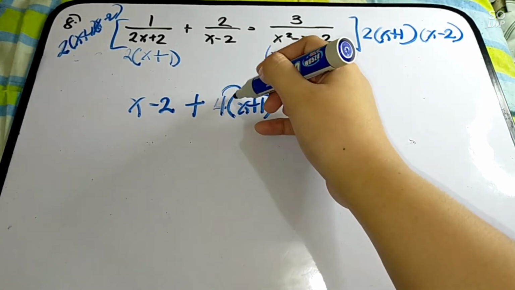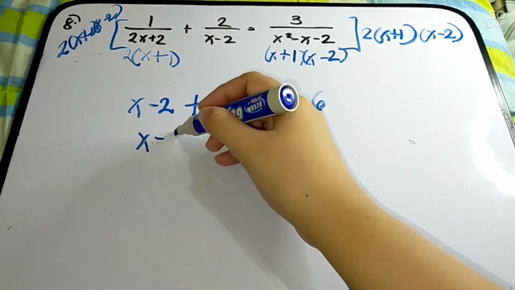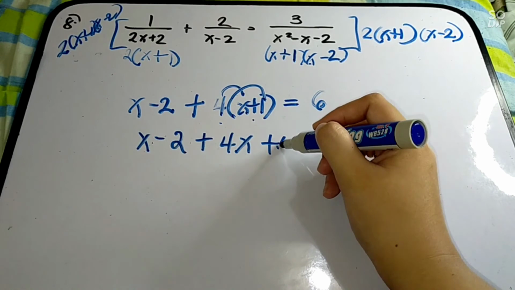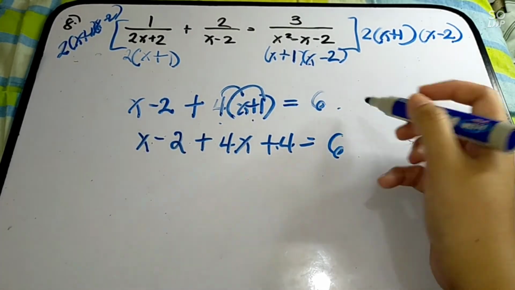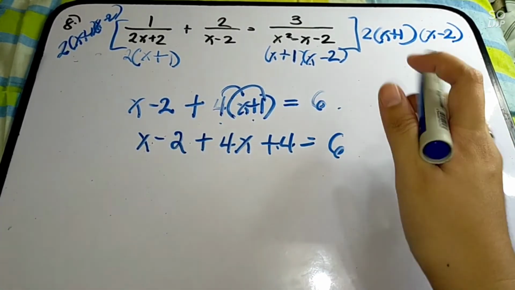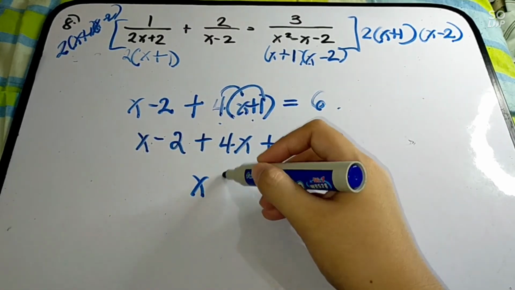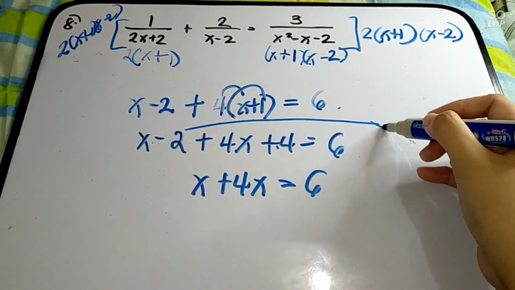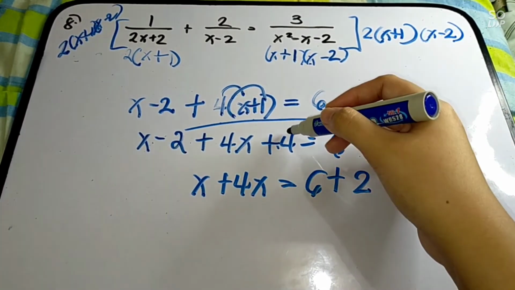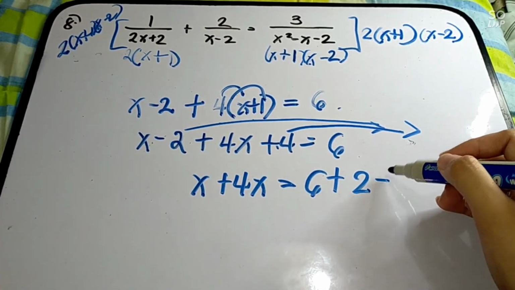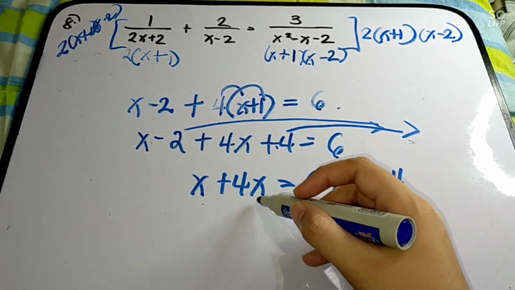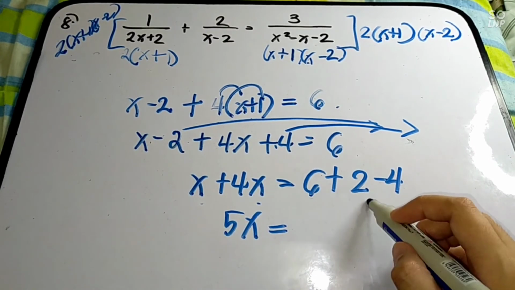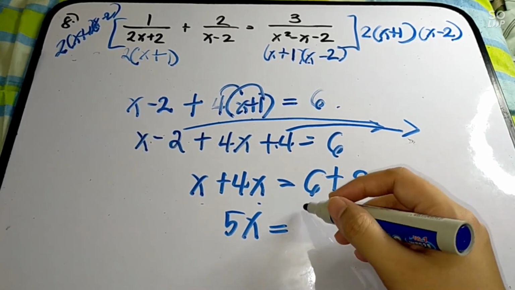Then, distribute lang. So, you have your x minus 2 plus 4 times x, that is 4x, plus 4 is equal to 6. Lahat ng variable dito, lahat ng wala, lipat doon. Matitira dito ay si x plus 4x is equal to 6. Si negative 2 lipat becomes positive 2. Si 4 lipat magiging minus 4. x plus 4x, that is 5x, is equal to 6 plus 2 is 8 minus 4, the answer is 4.